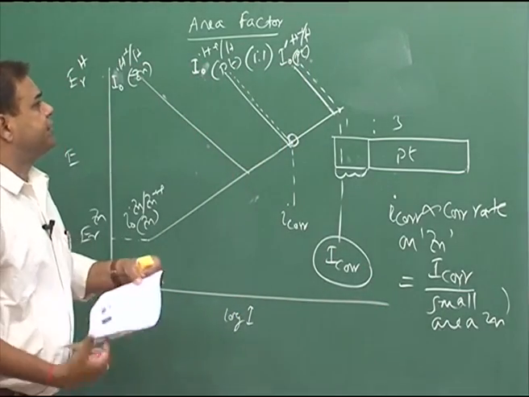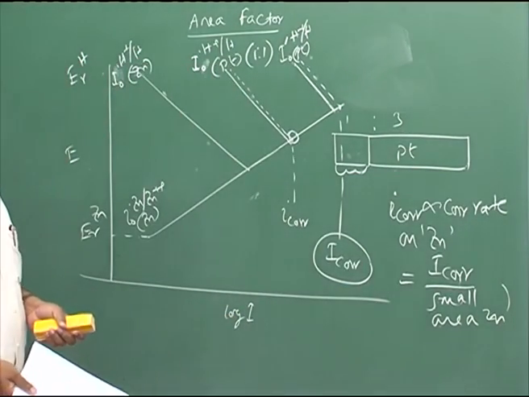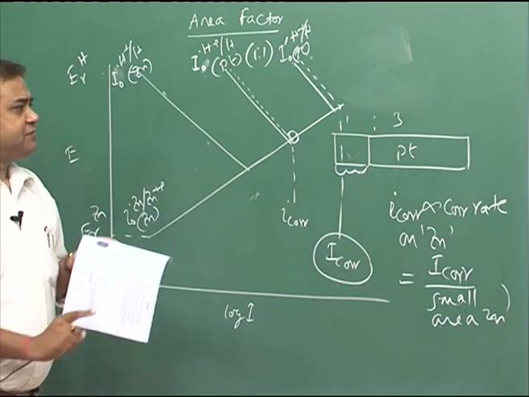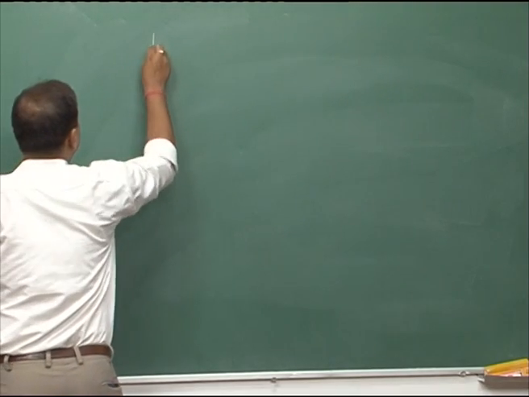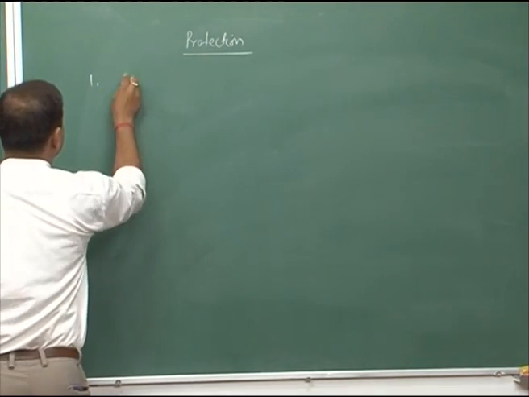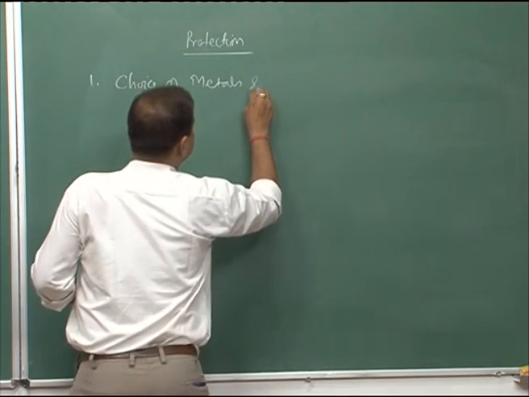Now, we see that galvanic corrosion is definitely bad and we have to control it; we have to protect the system from galvanic corrosion. We can have different mechanisms. So, what are the ways we can protect against galvanic corrosion? Let us see different ways of galvanic corrosion protection. One is choice of metals and alloys.